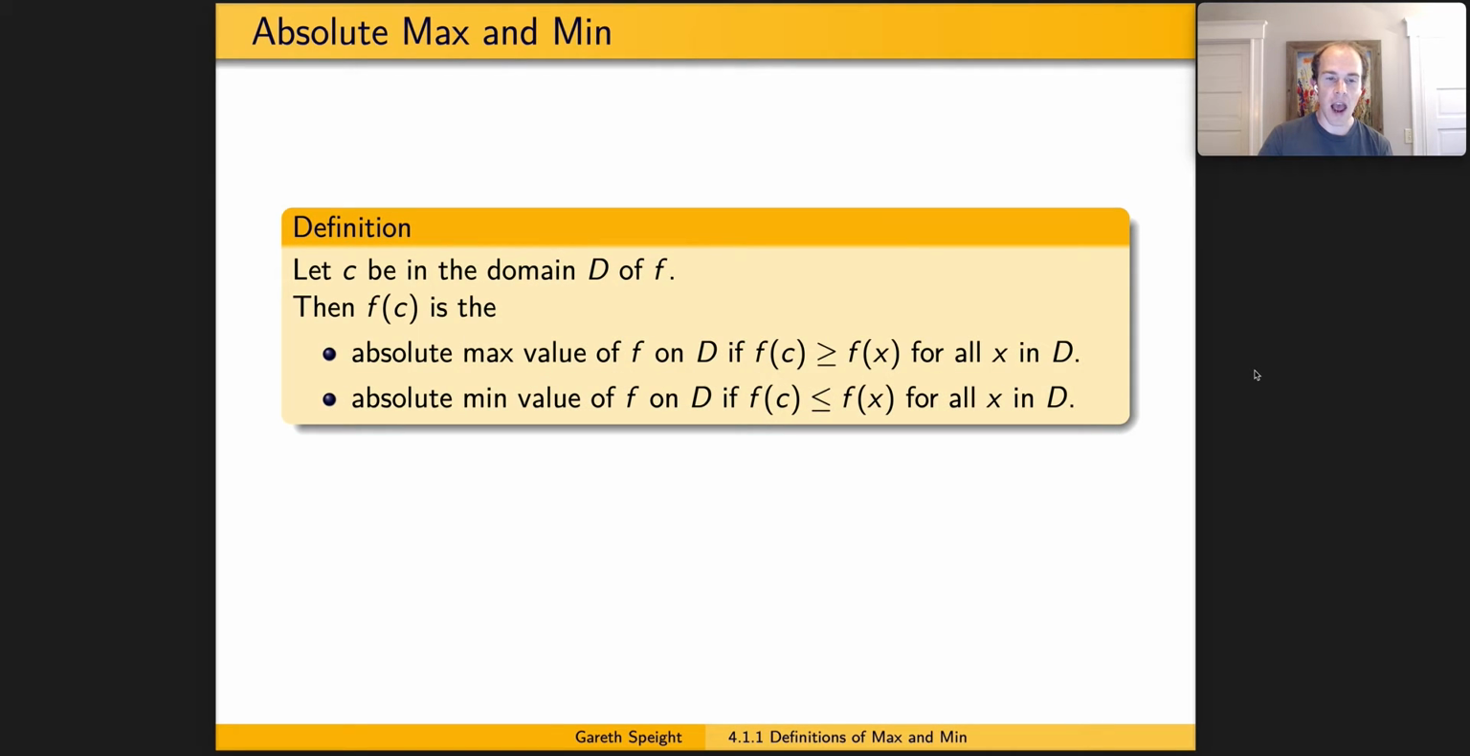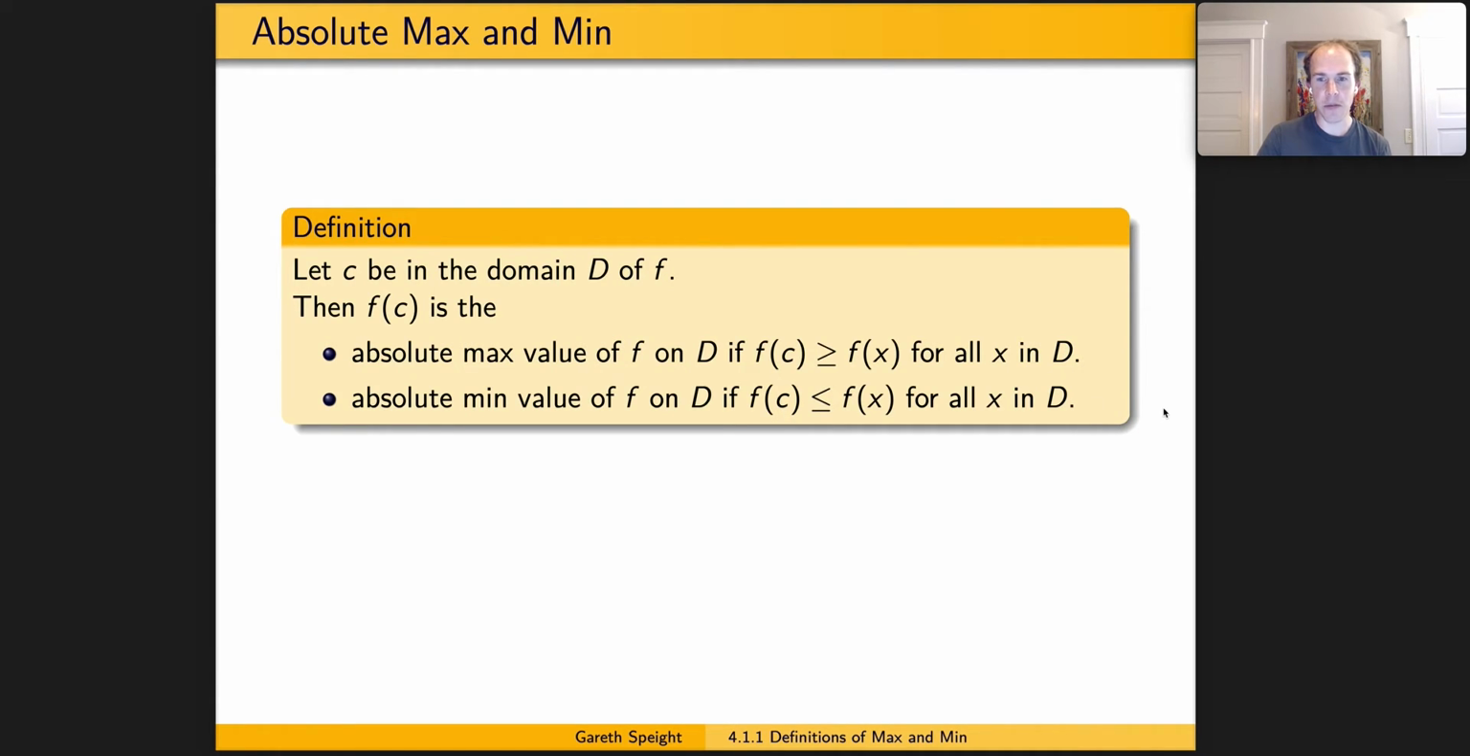And similarly, f of c is the absolute min of f on D if f of c, the value at c, is less than all the other possible values of f of x. So if we think about it on a picture, the absolute max value will be where the graph is the highest. The absolute min value will be where the graph is the lowest.